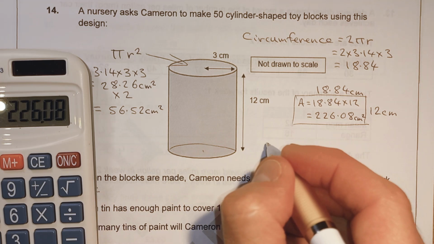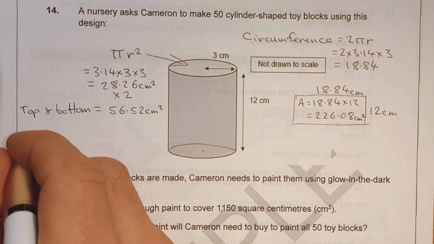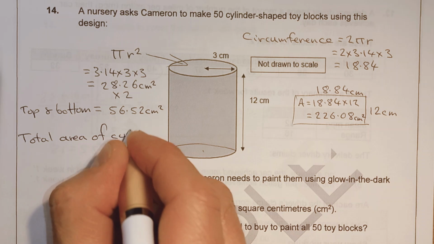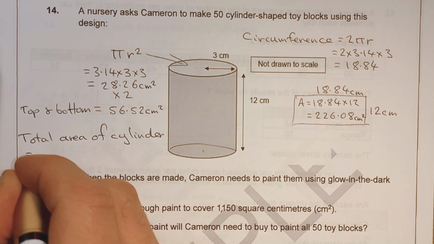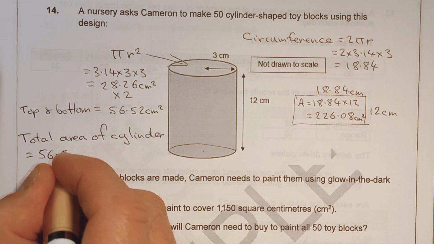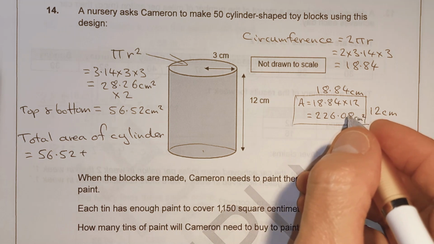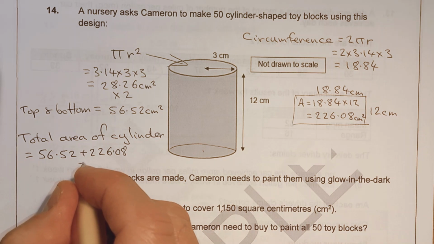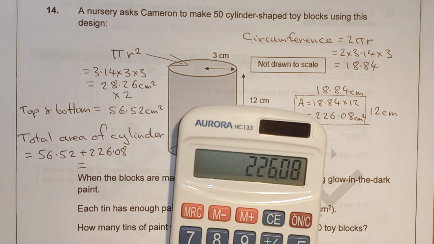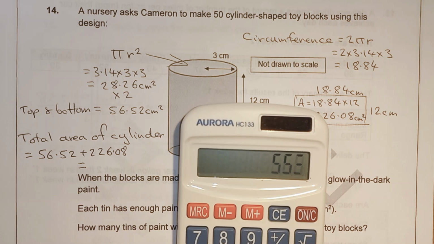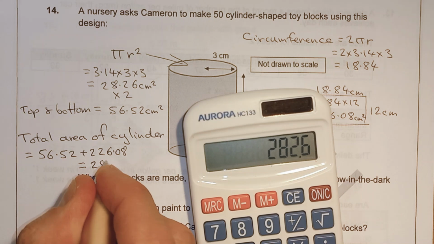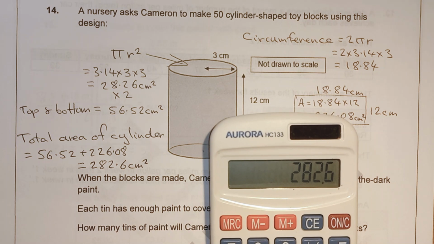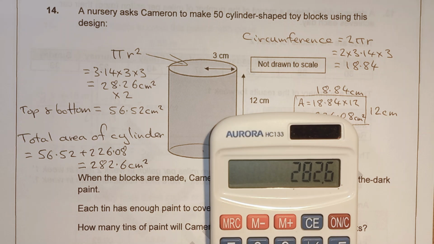Right, so where should we put this? The total area of cylinder will be the top and bottom plus the outside bit, which gives us a total of, we've still got that in our calculator, add the 56.52, get 282.6 centimetres squared. Right, that is for one cylinder.